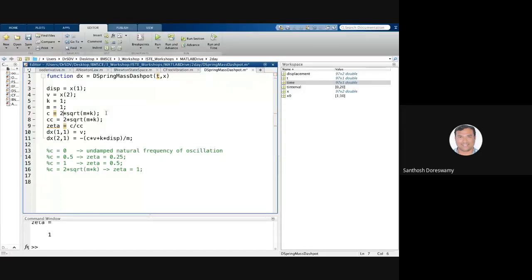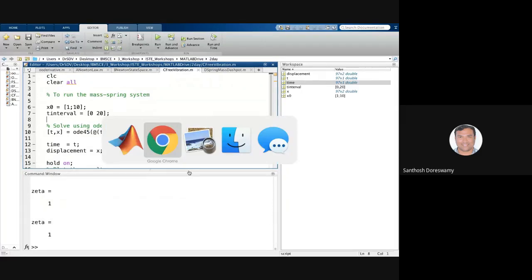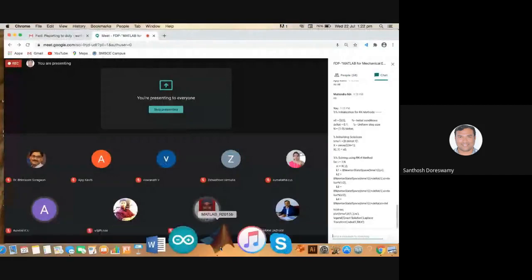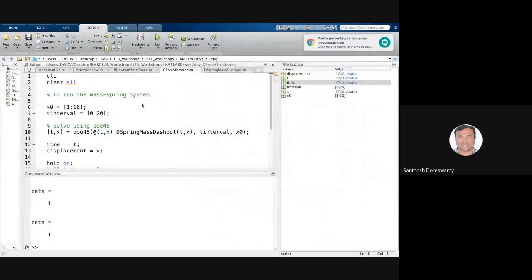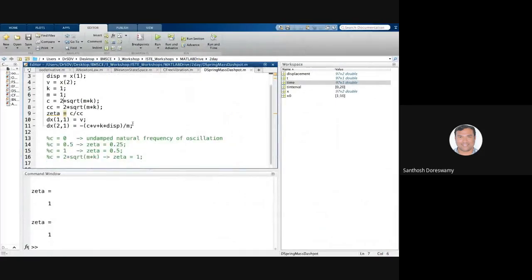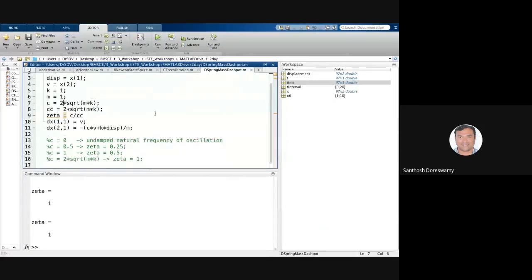I change the value of c to a specific value. Now let me rerun the code. Okay, it still did not change. What I did was take the value of c such that it was a critically damped condition. That's a condition where the mass will not undergo an oscillation.